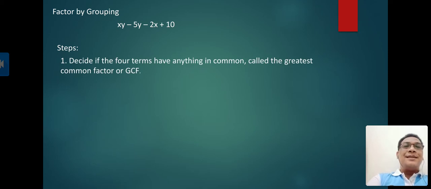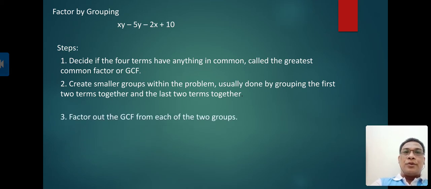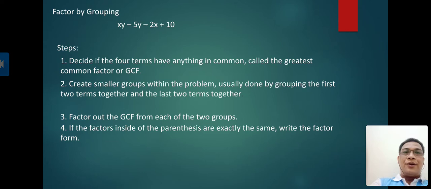First, decide if the four terms have anything in common, called the greatest common factor or GCF. Second, create a smaller group within the polynomial. It is usually done by grouping the first two terms together and the last two terms together. Third, factor out the GCF from each of the two groups. Then fourth, if the factors inside the parentheses are exactly the same, write the factor form.